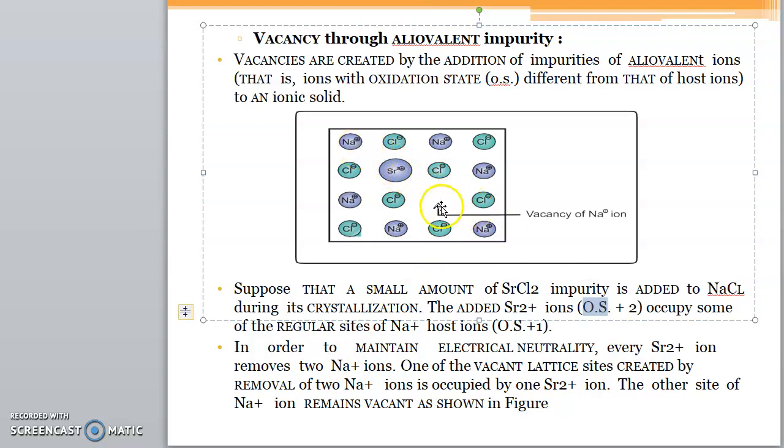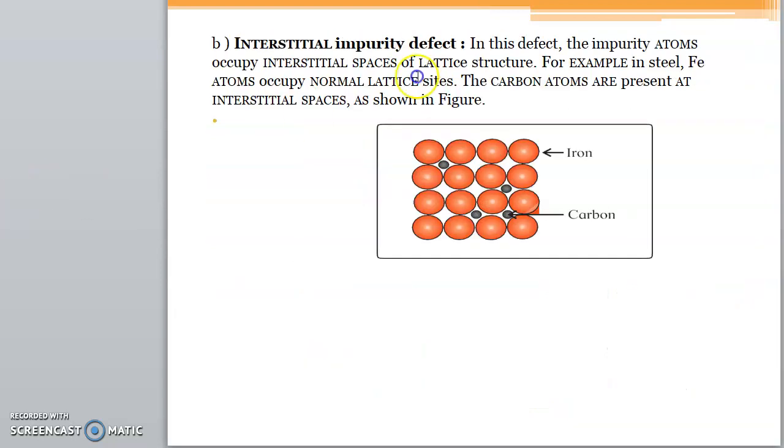So one is removed from here where my cursor is, and one which is removed, Sr2 plus has gone and occupied its place. So two Na plus is removed, one from here and one from here, and one Sr2 plus is added. Okay, the other site of Na plus ion remains vacant, as you can see in the figure. So that is vacancy through aliovalent impurity. Does it come under impurity point defect? Definitely yes. Okay, next is interstitial impurity defect.